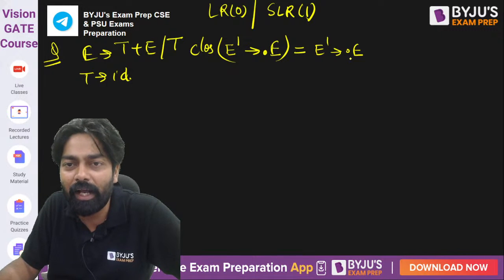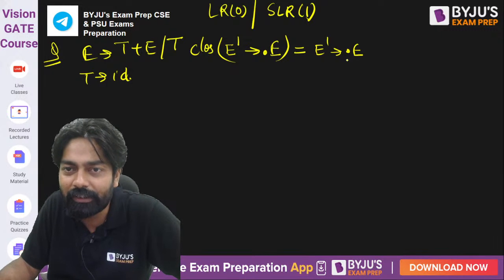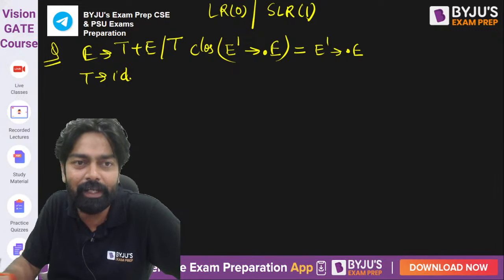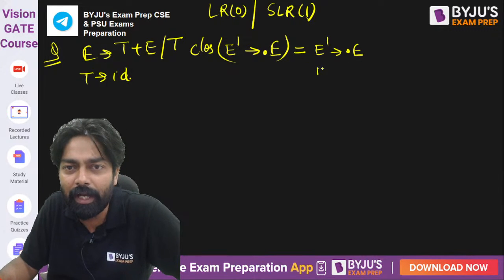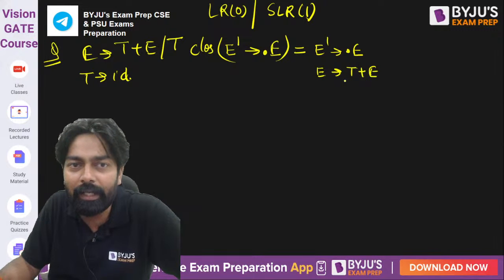Now see, after the dot, what is this? This is a variable. If it is a variable, then add the production from the grammar. So E goes to T plus E, and E goes to T. Put the dot here, put the dot here.